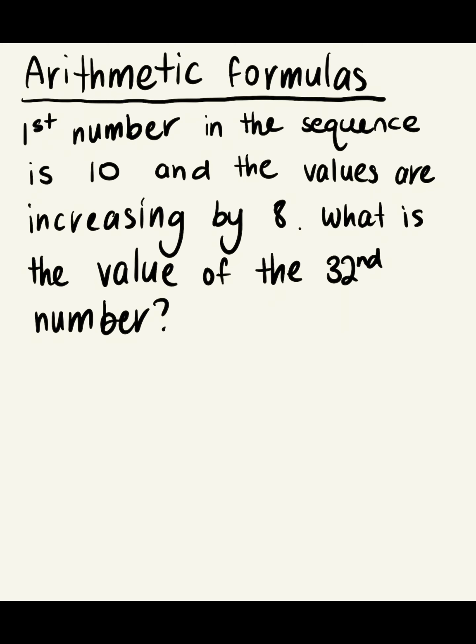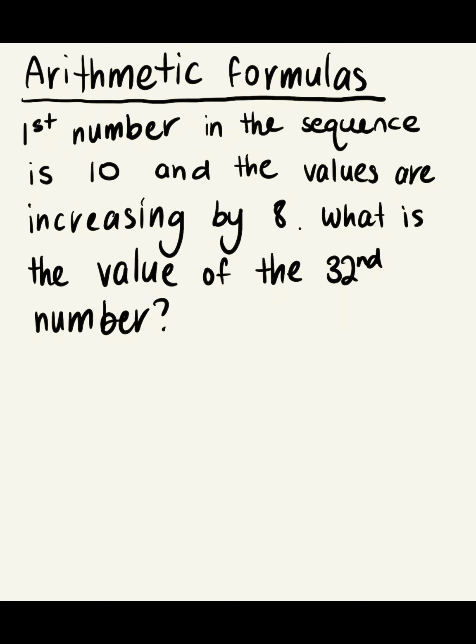So arithmetic formulas are essentially what we use when we're calculating arithmetic sequences. An arithmetic sequence is when we have a set of numbers or a set of values that increase by a certain rate every time. So the most common one you would hear would be 1, 2, 3, 4, 5, 6, 7, 8, 9, 10. That's an arithmetic sequence that's increasing by 1. But obviously sometimes it could be by 2, by any sort of number.